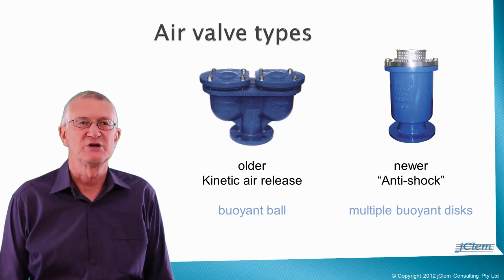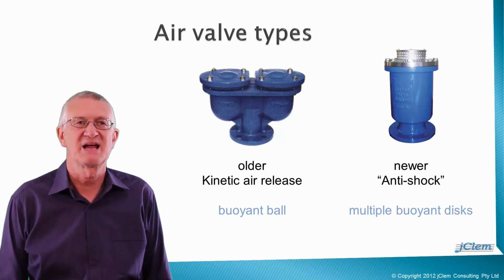In recent years, a new design has appeared which employs multiple buoyant cylindrical discs rather than buoyant balls. These valves are sometimes referred to as anti-shock air valves in industry literature. WATAM refers to these valves by the proprietary name Ventamat air valve. It is important to have a clear understanding of how the two types of air valves operate and how their different modes of operation affect a water system's surge behaviour.